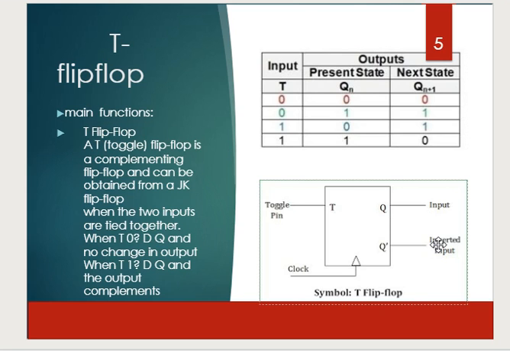On the truth table you'll get the input as T, the present state is Qn, and the next state is Qn+1, which is nothing but the output of the system or circuit. These were all the possible combinations, and I have listed all of them here. Let us move further.